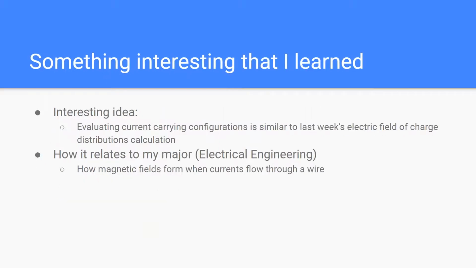Something interesting that I learned was that evaluating a current carrying configuration is basically the same thing as last week's electric field of charge distributions calculation. So it's also in 3 steps. First we divide the current carrying configuration into pieces and use the B field equation to find the magnetic field for each piece. So a single piece can be calculated. And then lastly, we use superposition to add all of the magnetic fields of the pieces using an integral, and we can simply find the sum of the magnetic fields of the pieces.